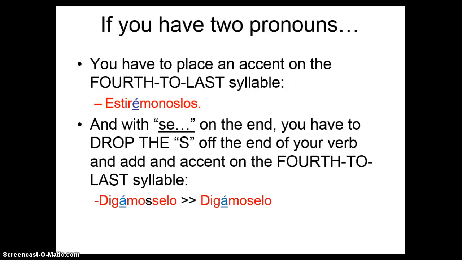And with se on the end, you have to drop the se off the end of your verb form and add an accent on the fourth to last syllable. So instead of digámoselo with two s's, okay, here we added se and lo as our pronouns on the end of digamos. We're going to have digámoselo, but we're only going to write one s instead of two.